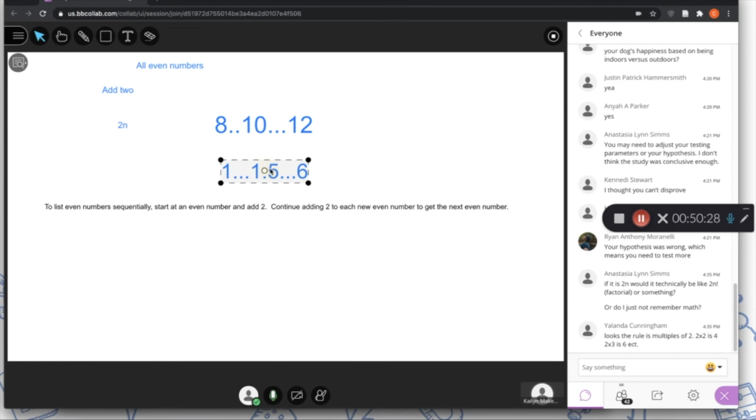Until ultimately, I'm going to provide another number sequence. This one also follows the rule. But this one does not. So 543 does not follow the rule. So anyone have a new hypothesis?